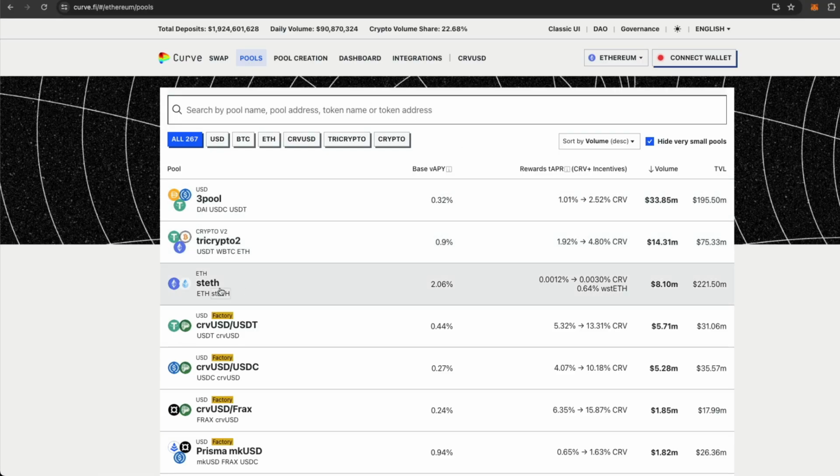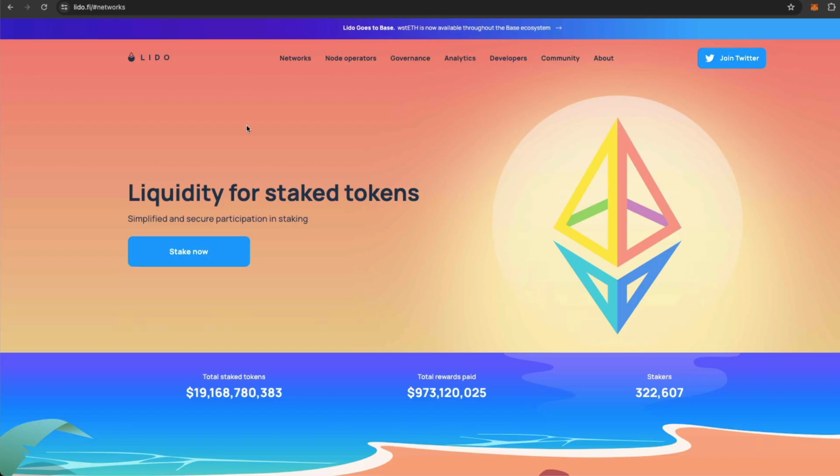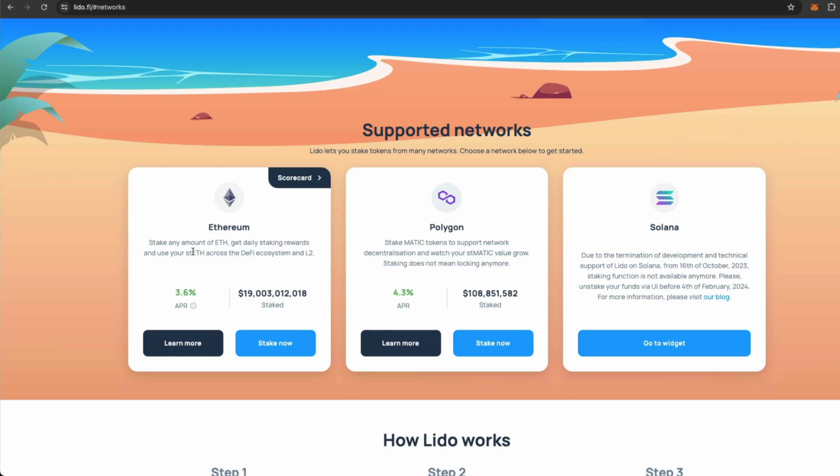And here's something cool. We recently just talked about staked ETH, and you can see here that this staked ETH can also be put into a pool and used to generate revenue as well. So this is very interesting. So you could use lido.fi to stake some of your ETH and then get the staked ETH asset.